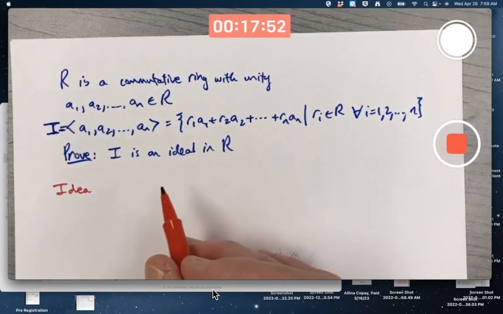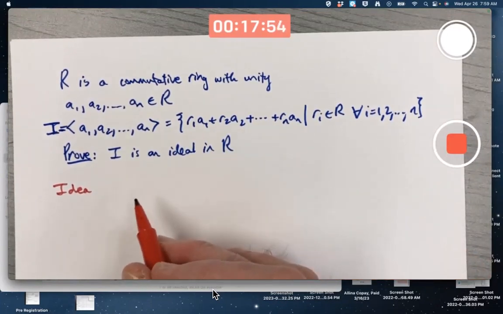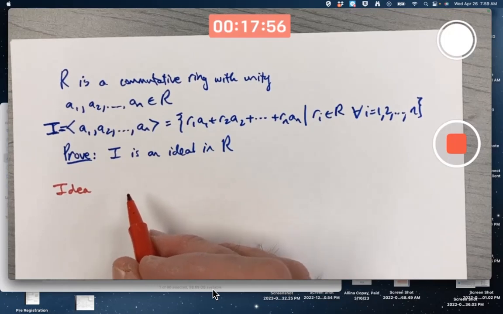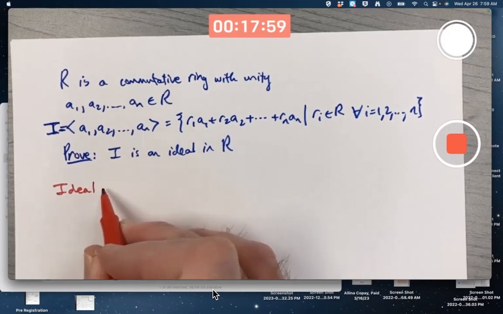Our goal is to prove I is an ideal in R, and I'm not going to do the full proof, but just the idea of the proof, maybe should I call it the ideal of the proof?